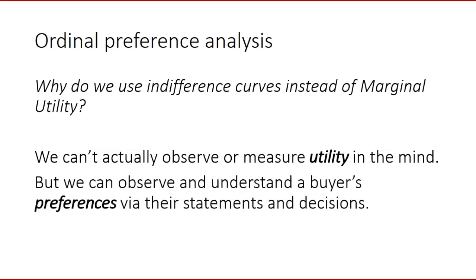Anyway, what we can do instead is observe and understand a buyer's preferences via their statements and decisions. If a person says, I like apples more than oranges, I can understand what they mean. Given a free choice, they'll choose the apples over the oranges. But if they say, I get 15 utils of happiness from an apple, and 10 utils from an orange, I'm not 100% sure what that means. How much is 15 utils? What does that mean exactly? Alright, so due to this problem of utility not being a measurable thing, we move on to using preferences instead.